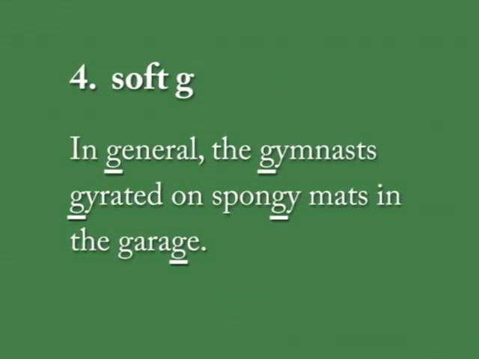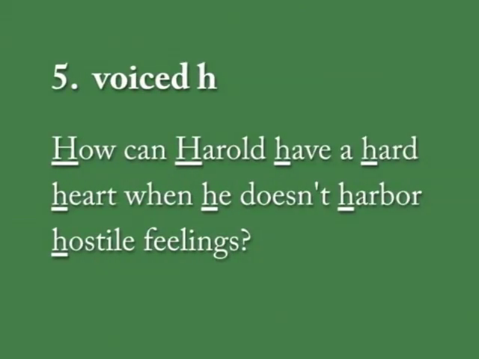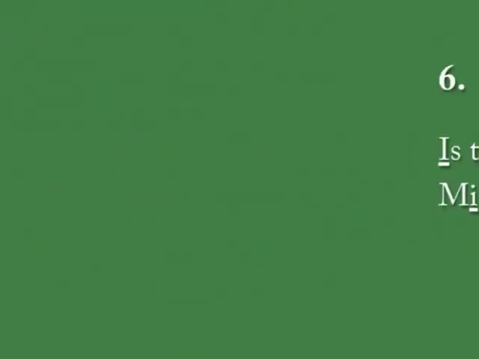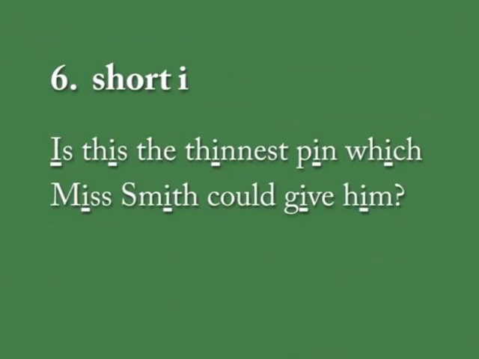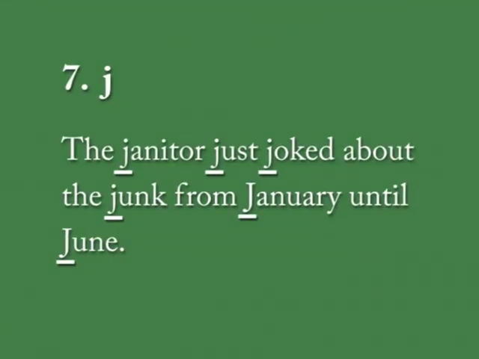Soft G, J. In general, the gymnasts gyrated on spongy mats in the garage. Voiced H. How can Harold have a hard heart when he doesn't harbor hostile feelings? Short I. Is this the thinnest pin which Miss Smith could give him? J. The janitor just joked about the junk from January until June.